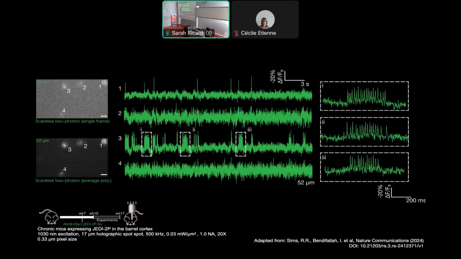So here, we're using these spots to target 4 cells, 1, 2, 3, 4, and 2 of those cells are doing something interesting. So here, we're able to record the activity of neurons. And you can see that even deep in the brain, in a live mouse whose whiskers are being brushed, we're able to record these action potentials with high fidelity.